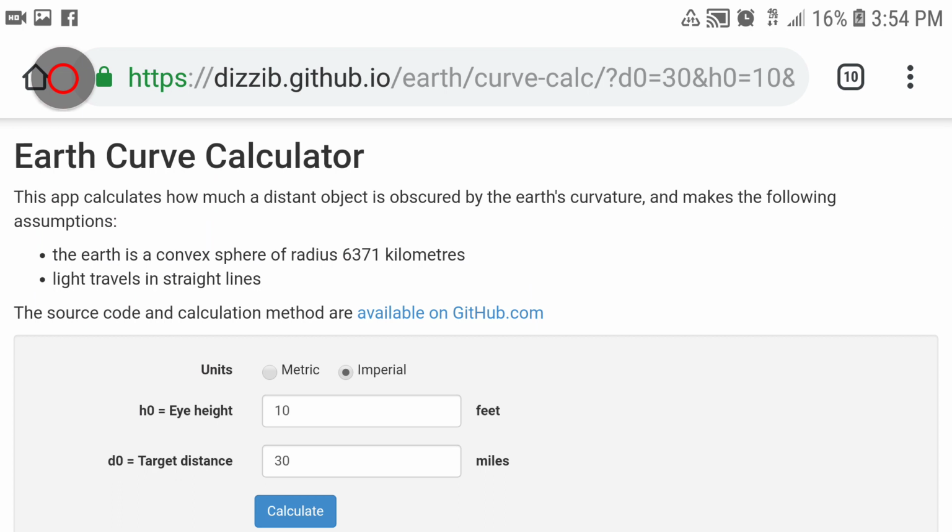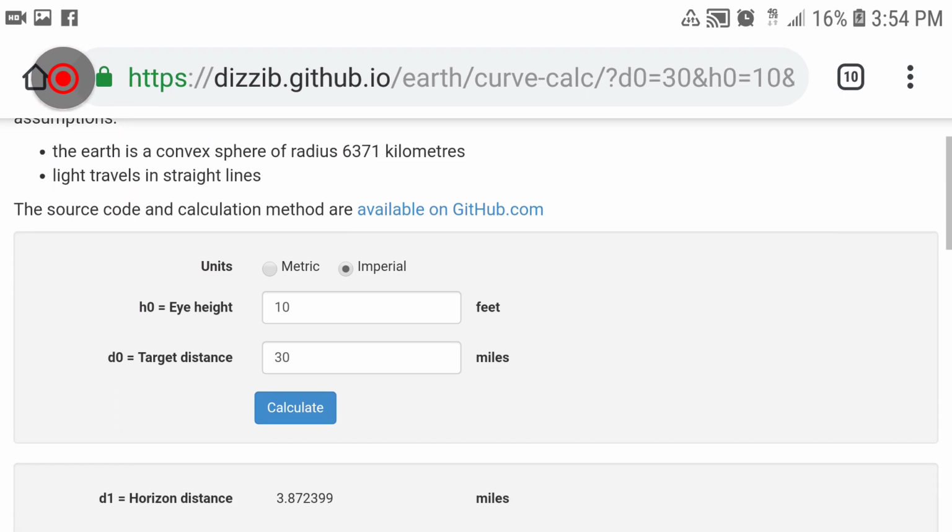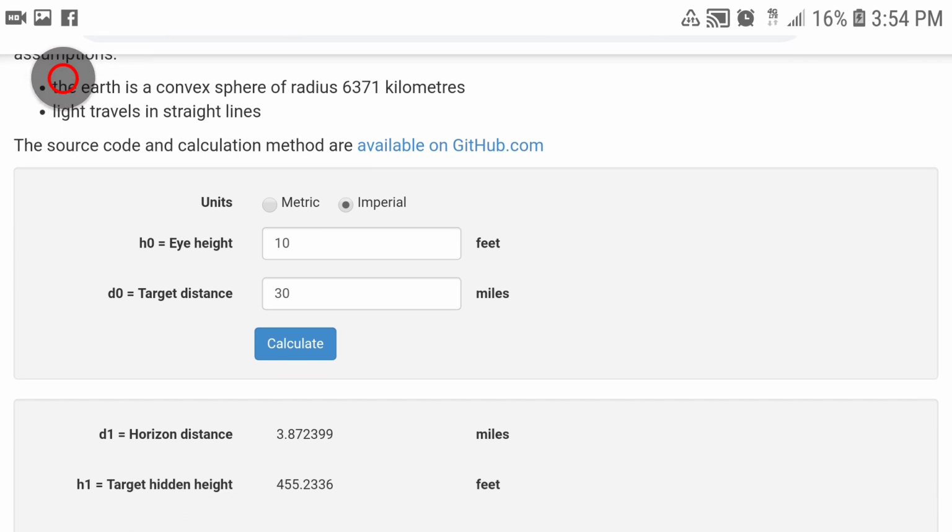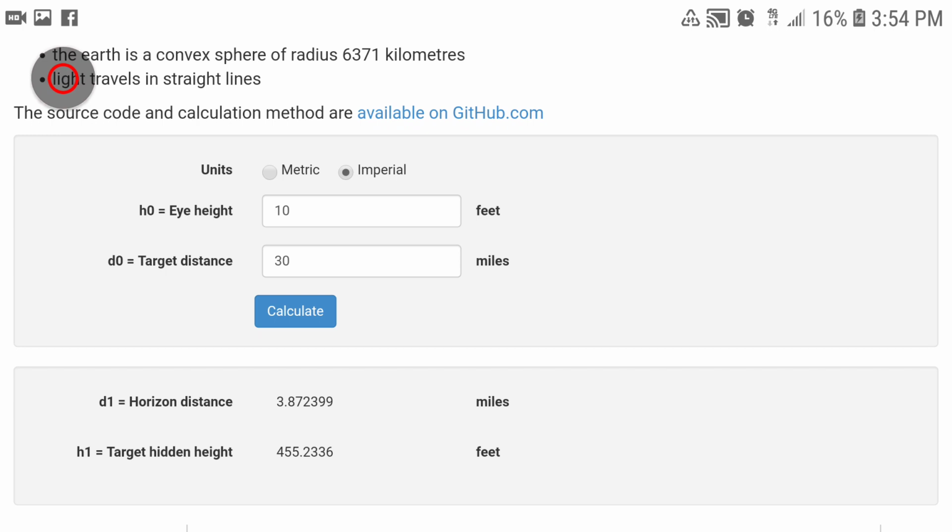There we go. That's the one. Okay, let's just say this is the target hidden height. Hidden height is how much the horizon would hide your target.